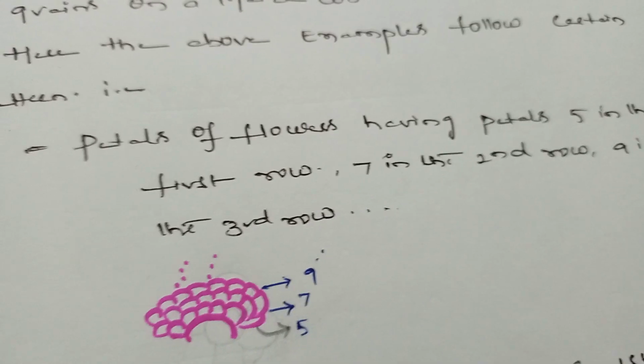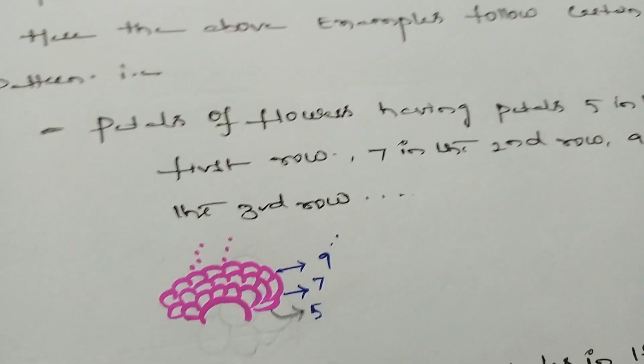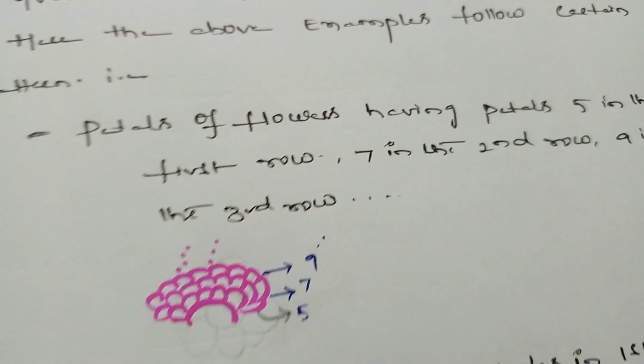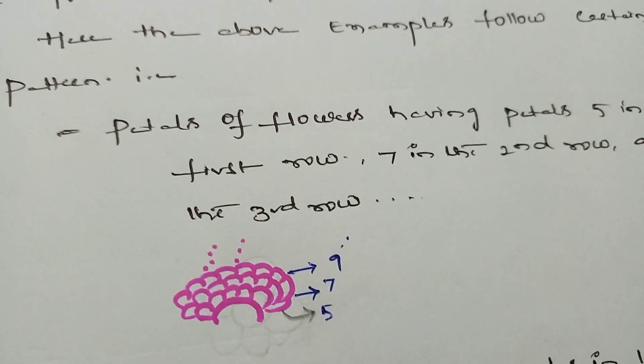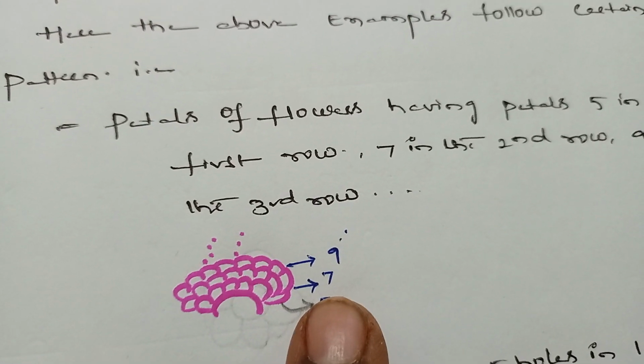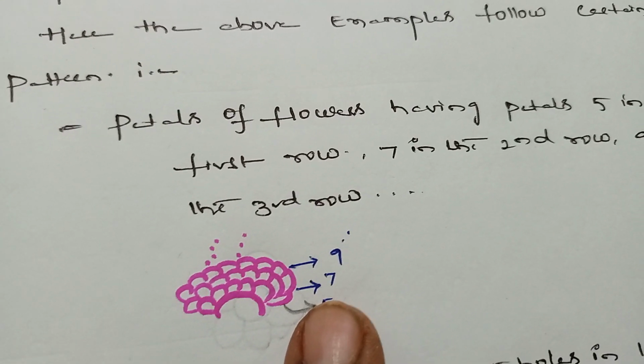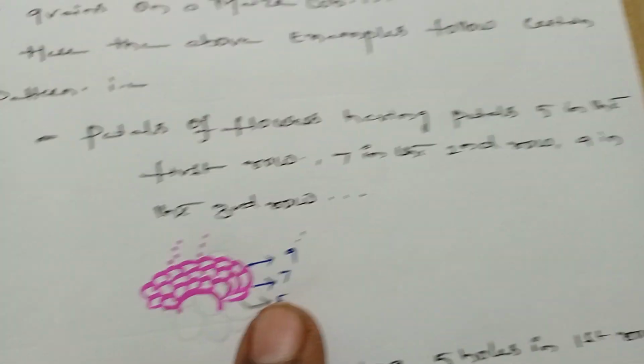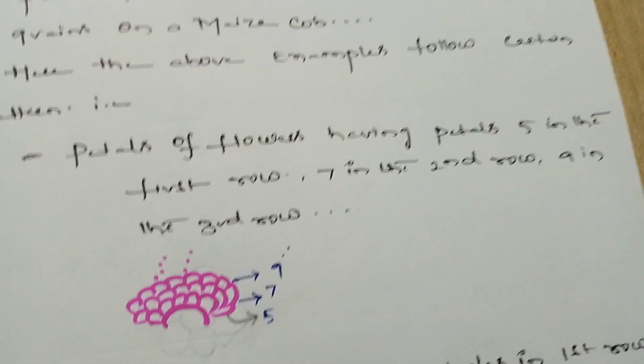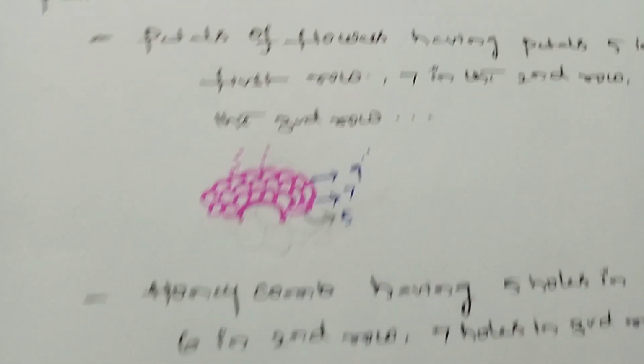It is only an example, guys. It may differ for other flowers. That 2 is a fixed number called the common difference, and it is denoted by small d. We already discussed these terms in the previous video.